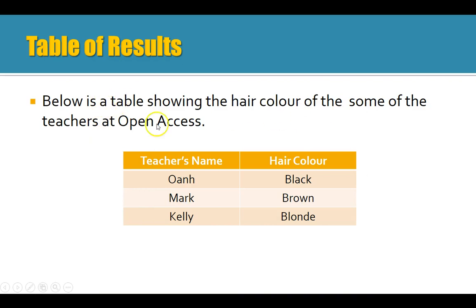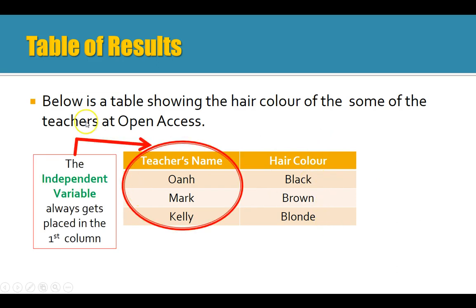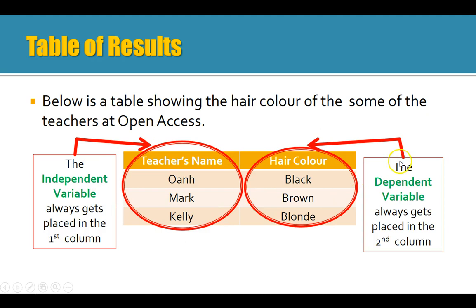So here we've got a table of results. The experiment was looking at the hair color of some of the teachers at Open Access. So we've got the teacher's name, Juan, Mark, and Kelly, and then we've got the hair color, which is black, brown, and blonde. So here, this is the independent variable, so that is always placed in the first column. And then we have the dependent variable that is placed in the next column over.